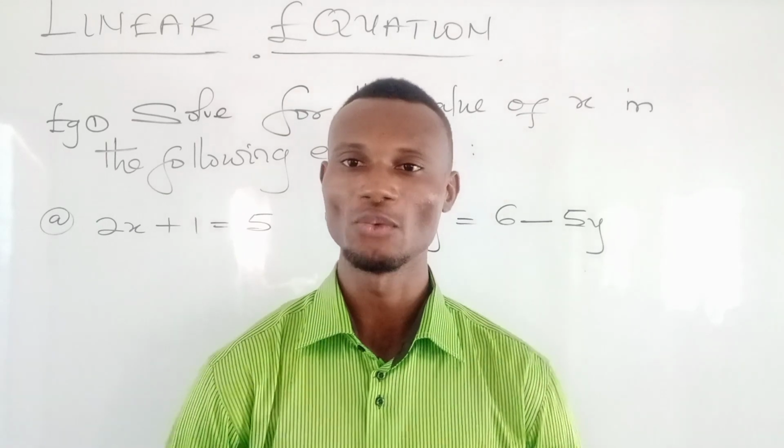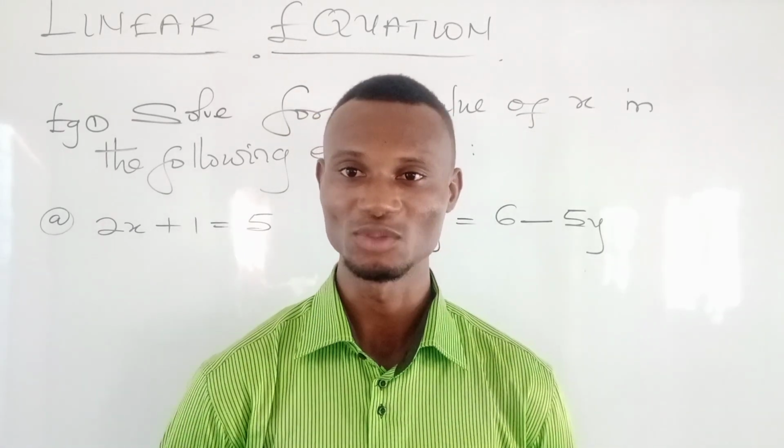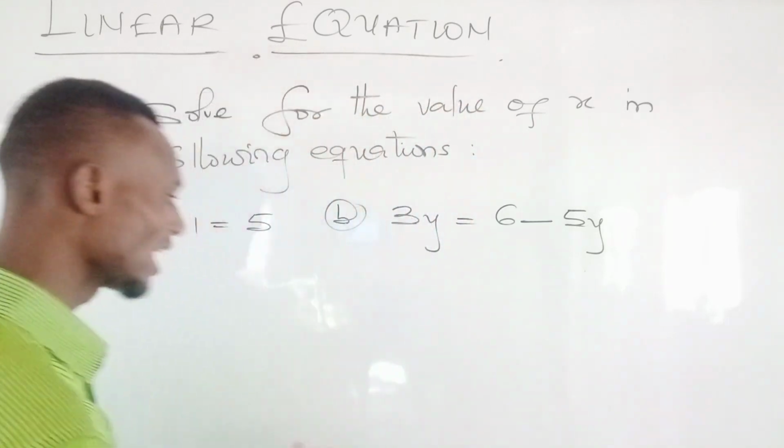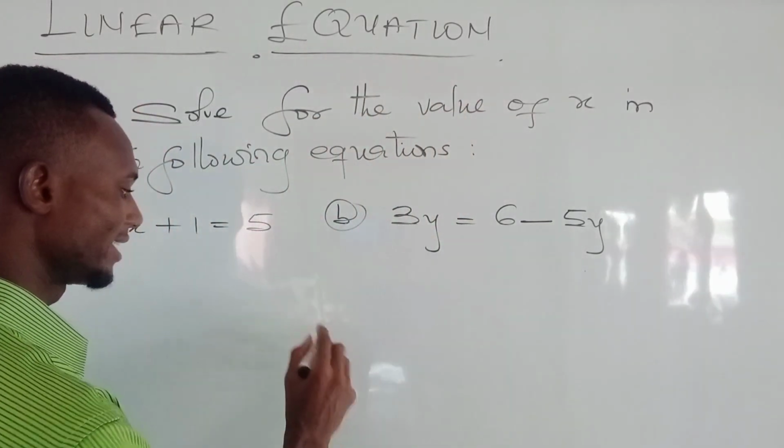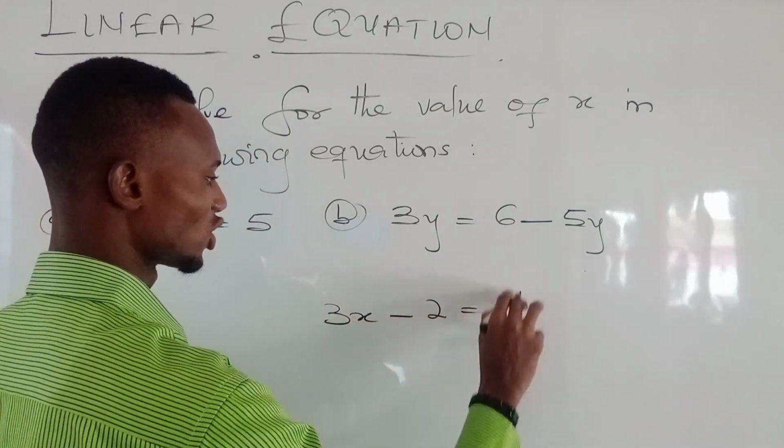Okay, so let me write some examples on the board so that you get to know what I'm talking about. So for example, assuming I have, let's say, 3s minus 2 equals 1.